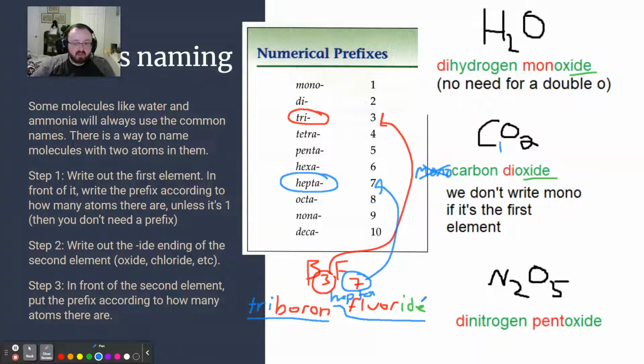I don't think this is that difficult. I'm not going to be a stickler. You don't need a double O. It's not monooxide, it's monoxide. If you wrote monooxide, I'm not going to take off. I'm not trying to be harsh on grammar. But that's basically how you're going to name these things. You take these numbers. I will give you these prefixes on the quiz. I'm not going to make you memorize this. But that's basically it.